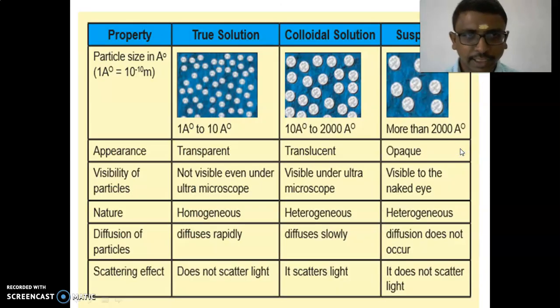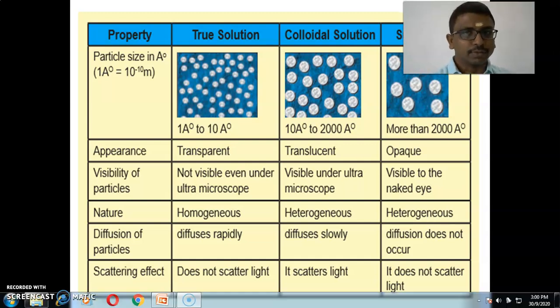And let me see the difference between the true solution, colloidal solution and suspension with various properties. Let me see one by one. First is particle size. The particle size of a true solution is 1 angstrom to 10 angstrom. For colloidal solution it is 10 angstrom to 2000 angstrom. For suspension, the particle size is larger, more than 2000 angstrom.